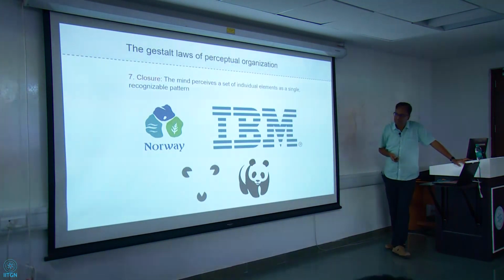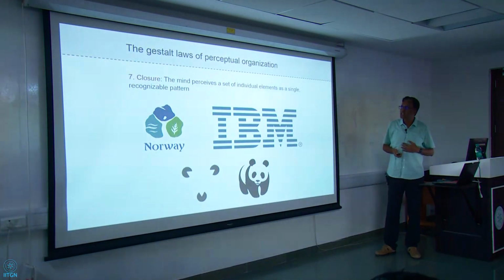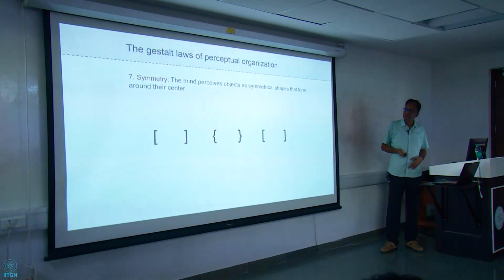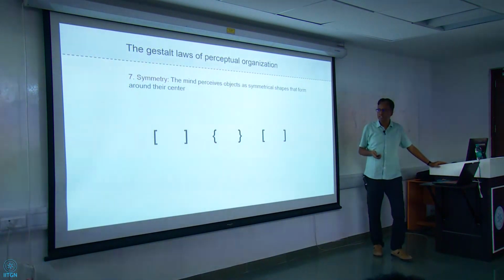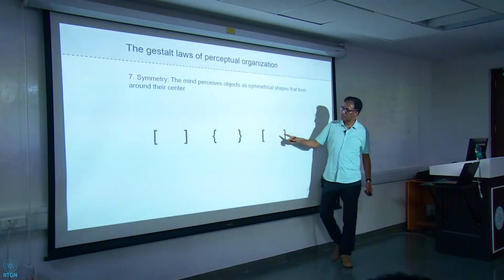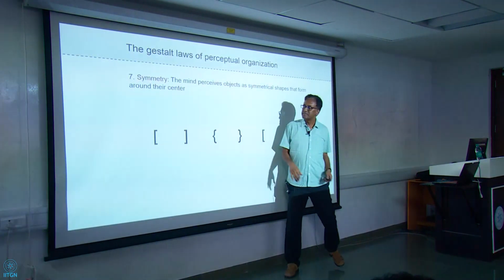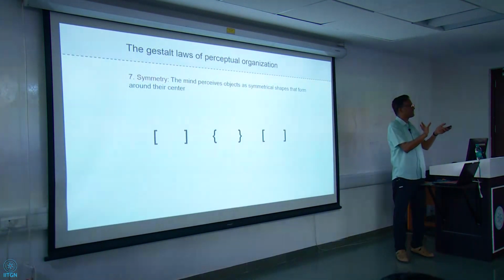Closure: the mind perceives a set of individual elements as a single recognizable pattern. Symmetry: the mind perceives objects as symmetrical shapes formed around a center. We see a set of three symbols rather than, for example, seeing this as one set and this as a separate set, right? So symmetry plays a major role in the way we organize this information on the screen.